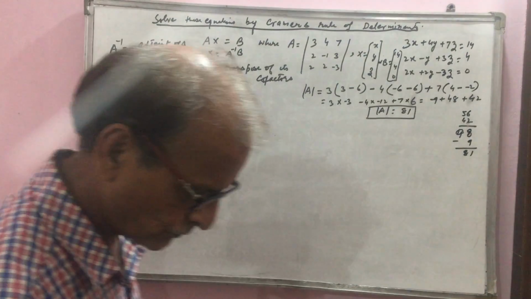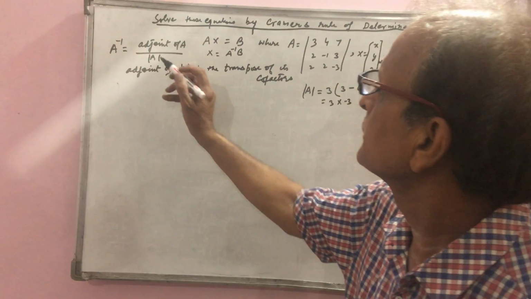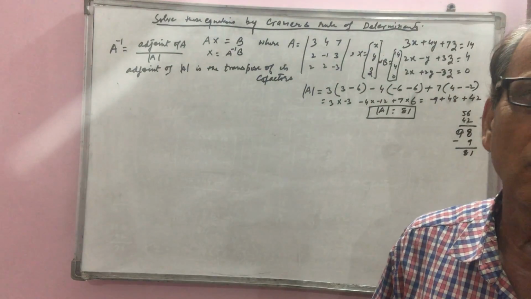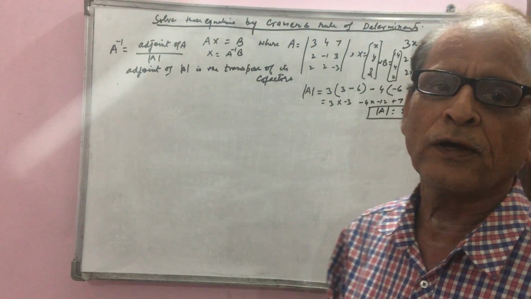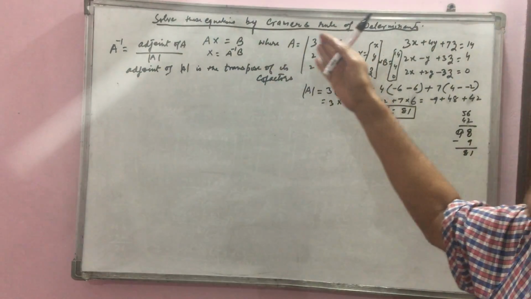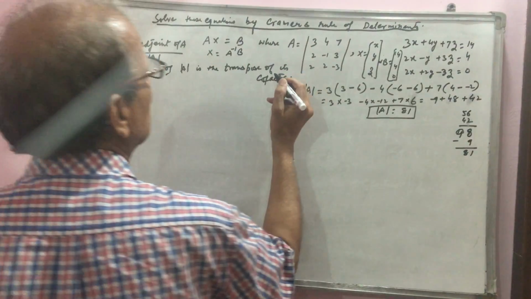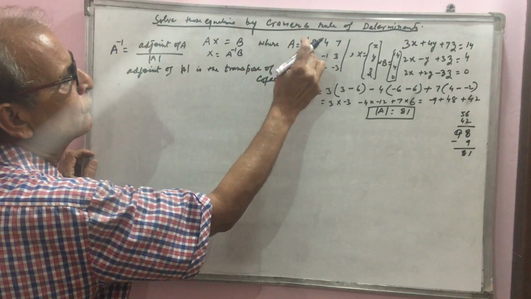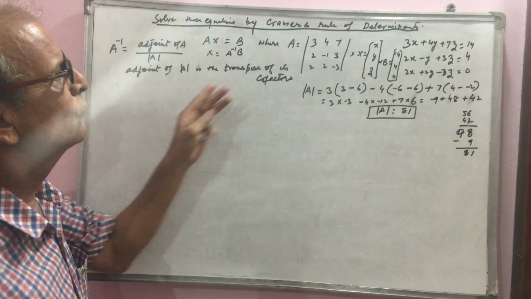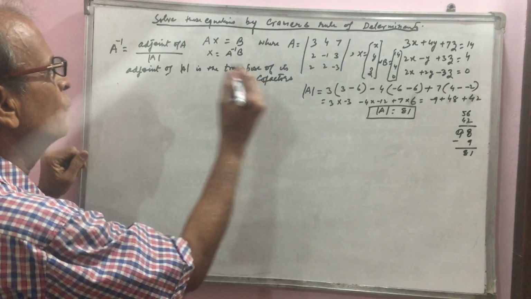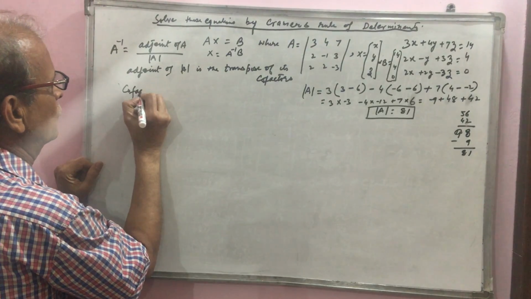Now we will calculate this adjoint of A. For adjoint of A, we have to find out the cofactors of all the elements of this determinant. So now first we will find out the cofactor. I will tell you the cofactor of each element. Cofactor of 3.